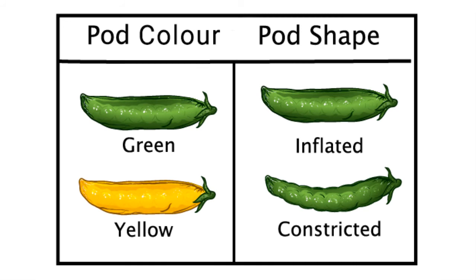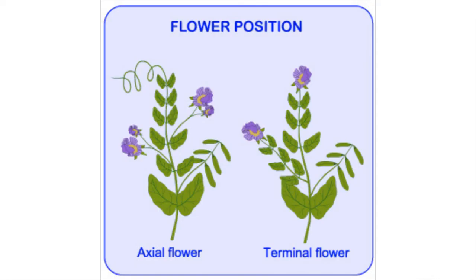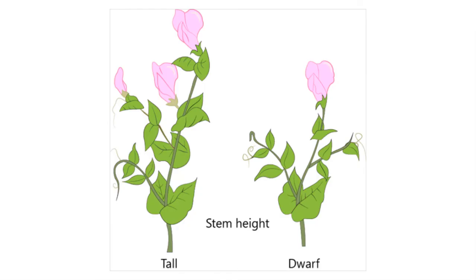The difference in the form of the ripe pods: these are either simply inflated or they are deeply constricted. The difference in the position of the flowers: they are either axial, that is distributed along the main stem, or they are terminal, that is bunched at the top of the stem. The difference in the length of the stem: it is either tall or dwarf.